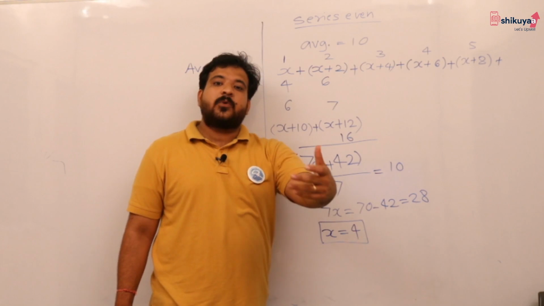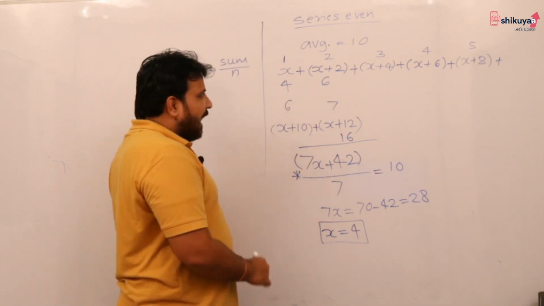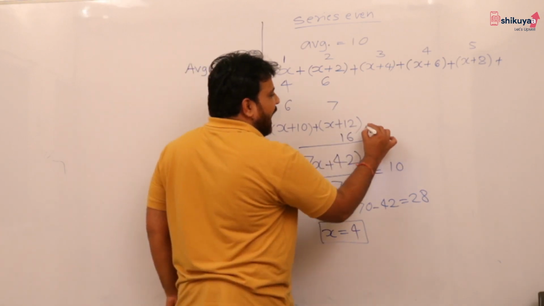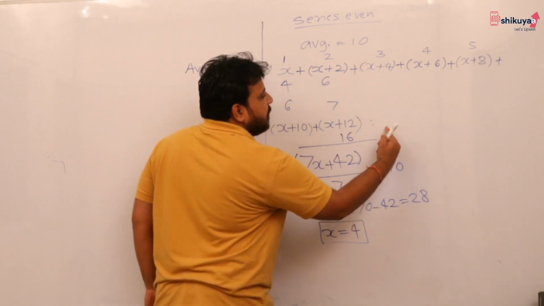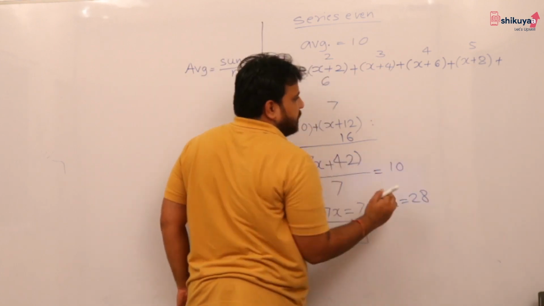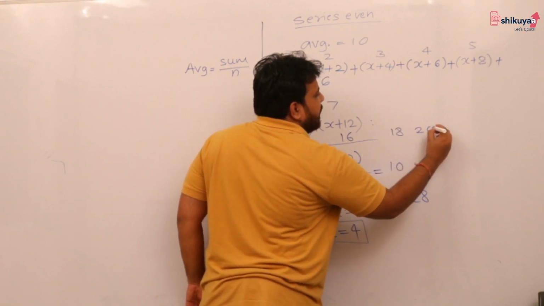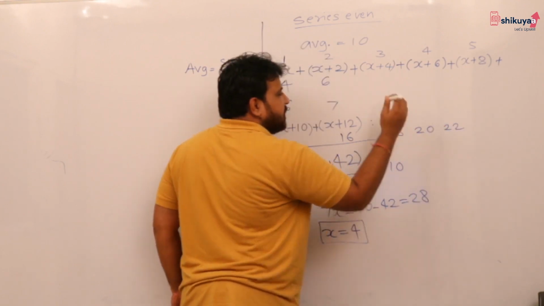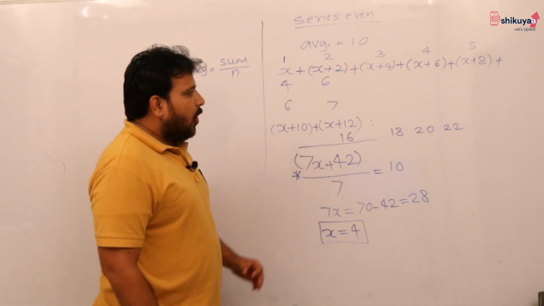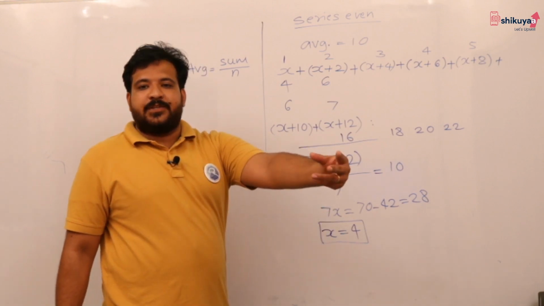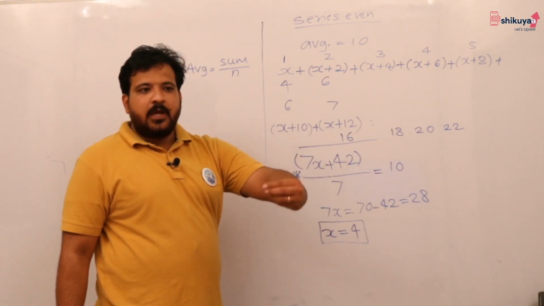Now, what is the next task we have to do? What is the next calculation we have to do? It is asked that if we add three more numbers to the series, what does it mean? If I add 18 and 20 and 22 to this even number series, what will be the new average?